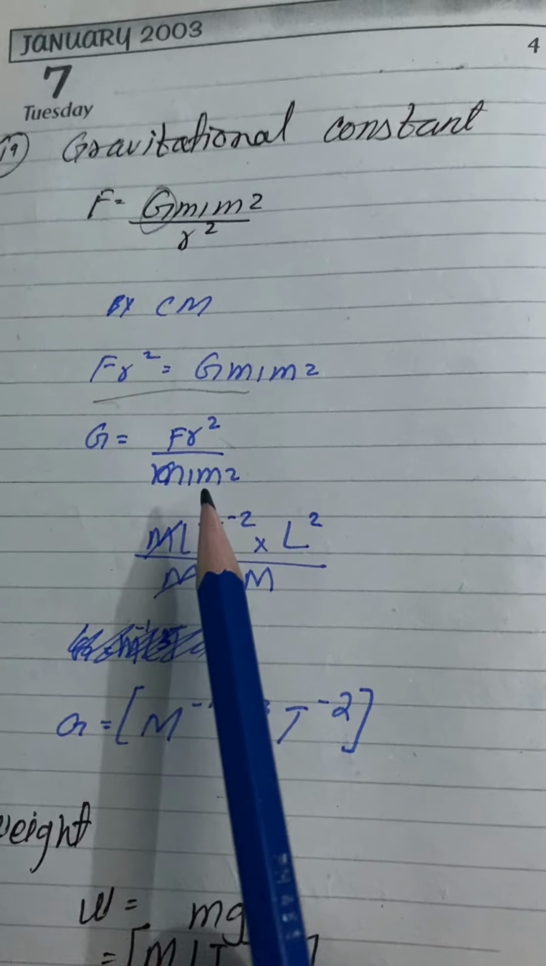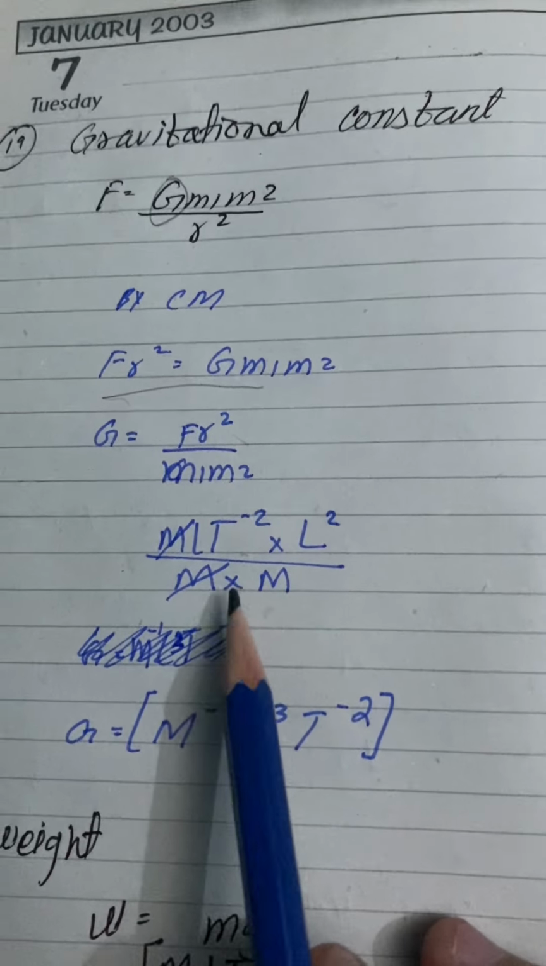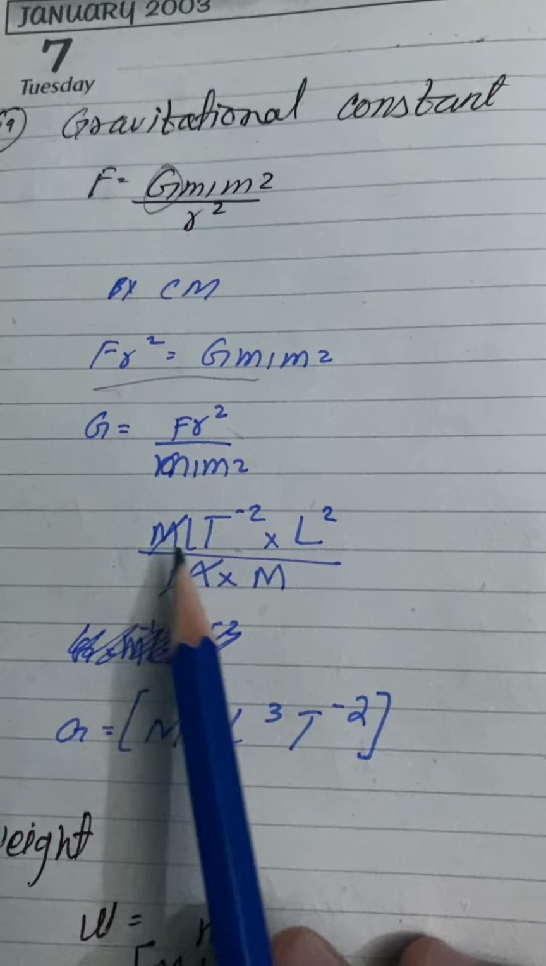And m1 m2, it's mass 1 and mass 2, so M multiplied by M. 1 M cancels with 1 M, 1 M remains.